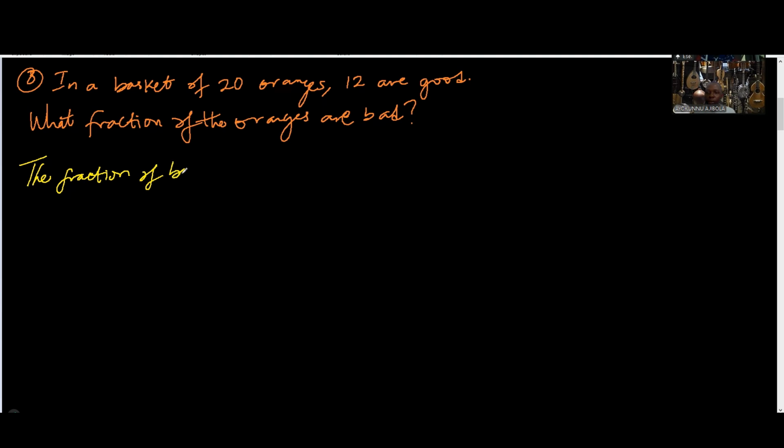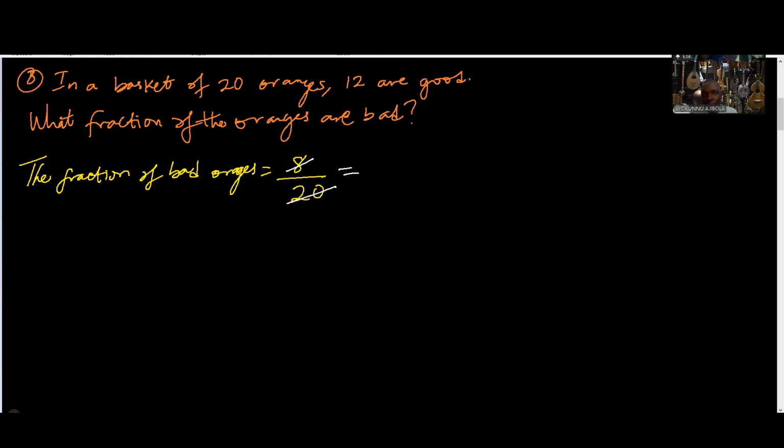So the fraction of the bad oranges will be the number that are bad over total number. That is 8 over 20. And we can reduce it. We can look for a number that can divide 8 and can also divide 20. What number could that be? And we could pick the greatest of such numbers because we can pick 2 to divide both of them and we can pick 4 to divide both of them. So it's better we pick 4.